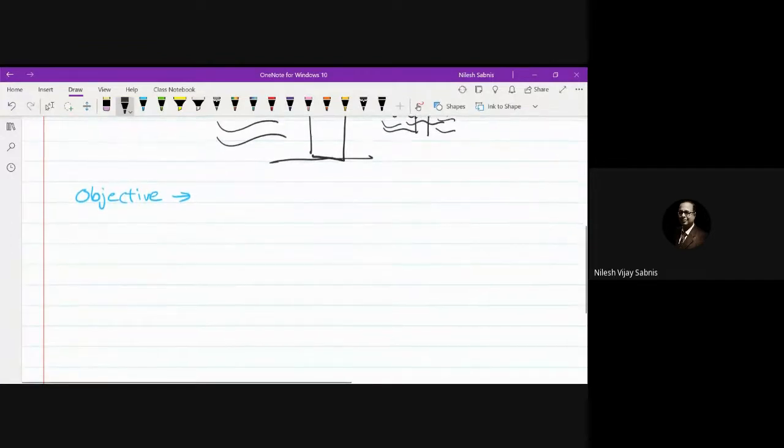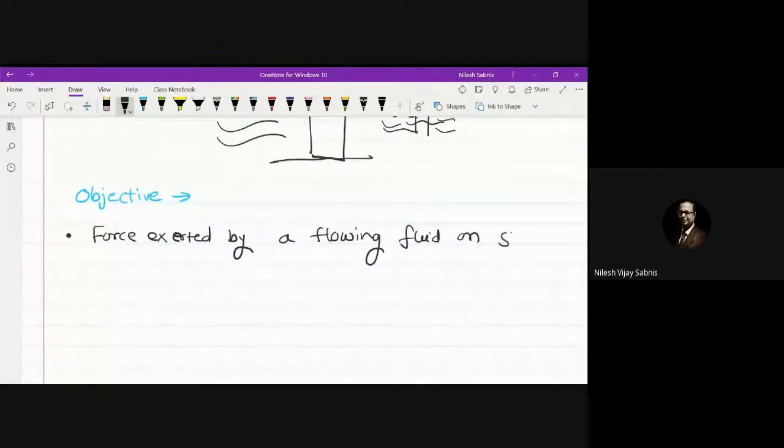So our point will start from force exerted by a flowing fluid on a stationary body.